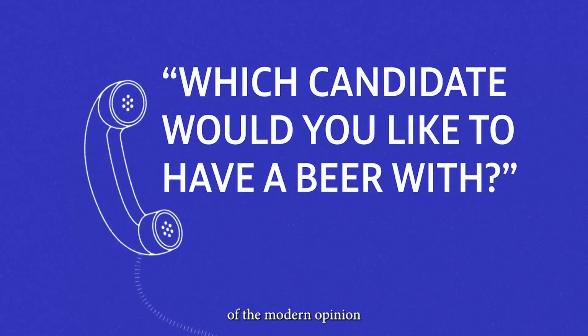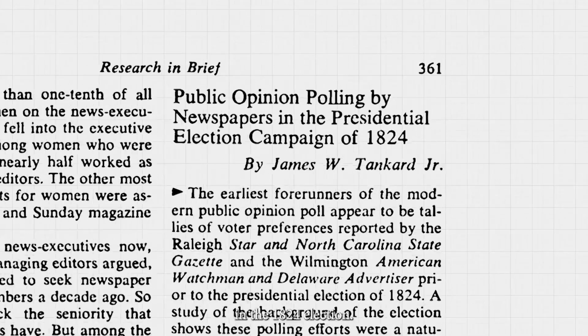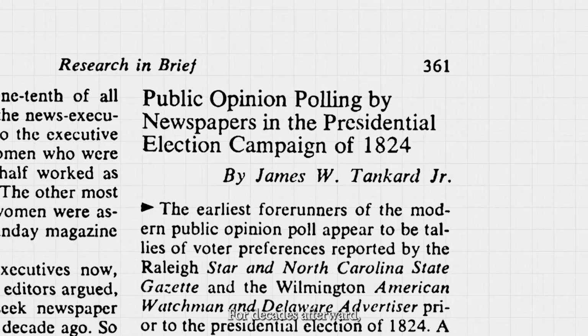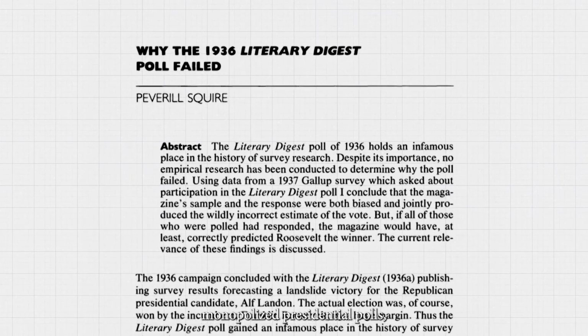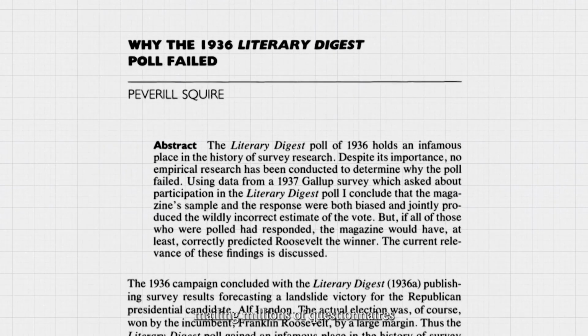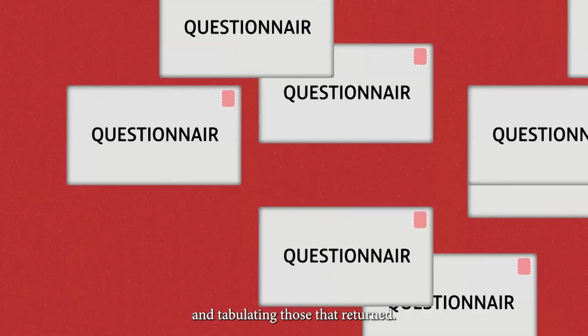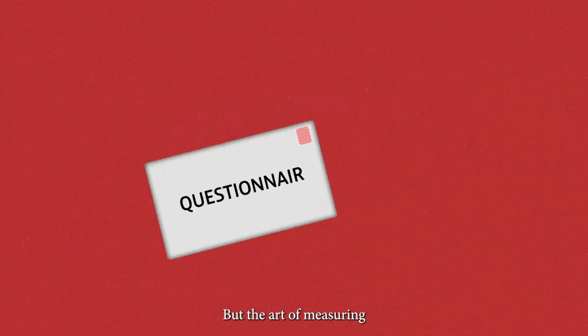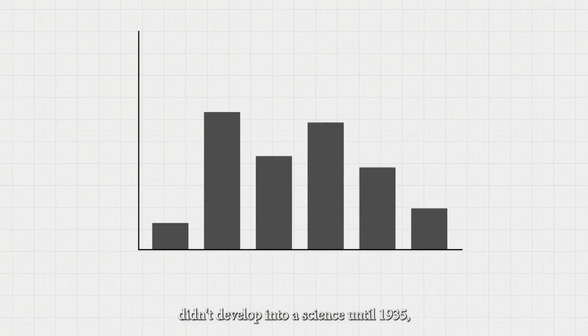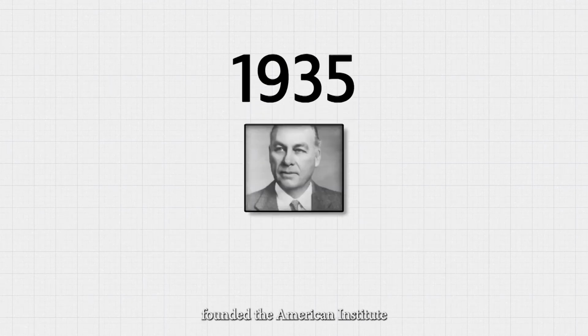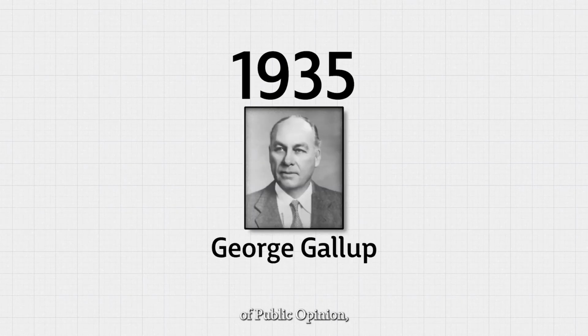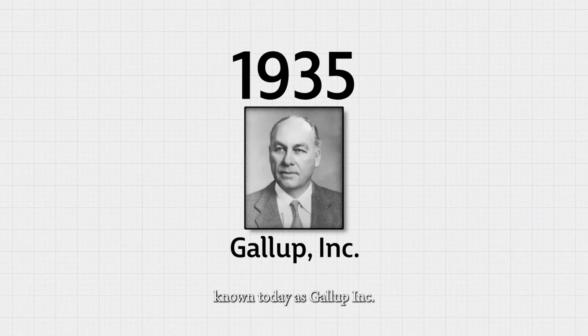The earliest example of the modern opinion poll was by a group of newspapers in the 1824 election. For decades afterward, a magazine named Literary Digest monopolized presidential polls, mailing millions of questionnaires and tabulating those that returned. But the art of measuring public opinion didn't develop into a science until 1935, when George Gallup founded the American Institute of Public Opinion, known today as Gallup Inc.